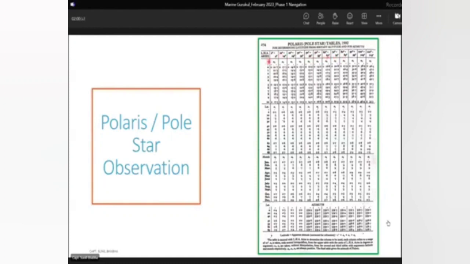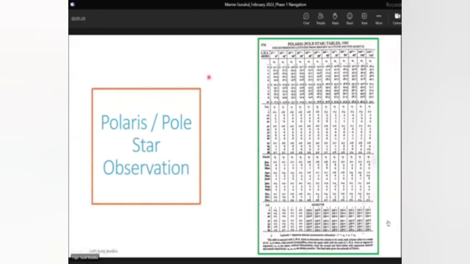The top part of the table gives us the A0 correction. Then the second part gives us the A1 correction. The third part of the table gives us the A2 correction. And the bottommost part gives us the azimuth of the pole star. Now let's see how we obtain the values of A0, A1 and A2 corrections.